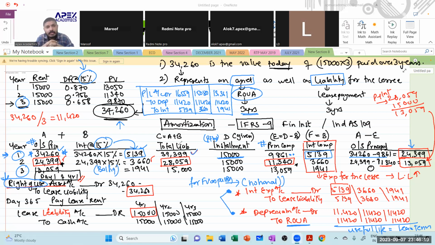Sir, can you tell the difference between amortization and depreciation? Amortization is charged on an intangible asset. Amortization schedule and amortization per se are different. Amortization schedule under IFRS 9 is for interest calculation. Amortization on an intangible asset is for writing off the cost of the intangible asset.